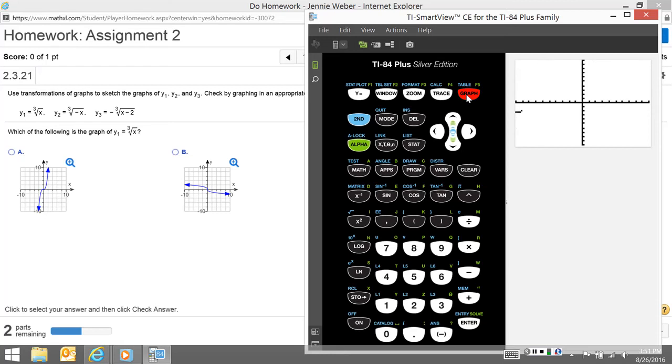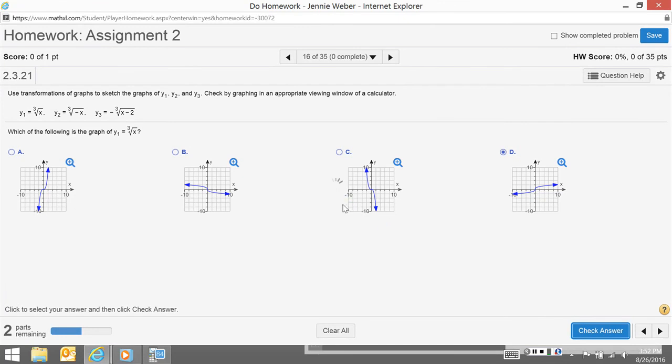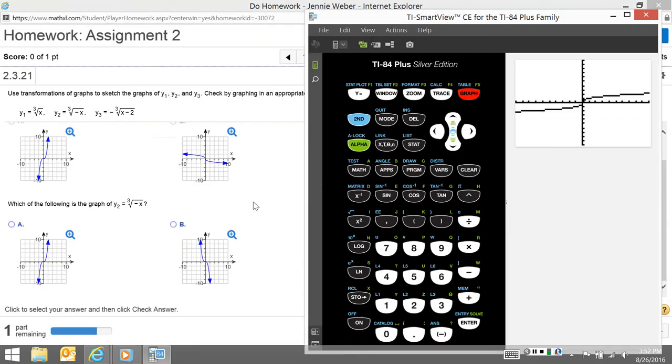And I'm going to hit the graph button. And this gives me the graph of the cube root of x, my base graph. So I can see here that this is D. Okay? Now it wants me to move a step further.